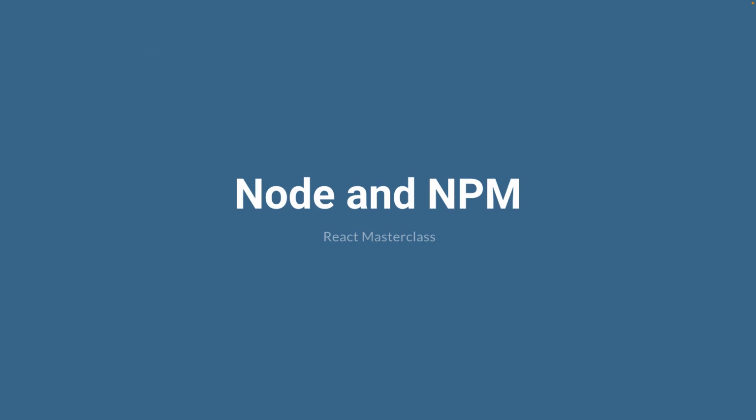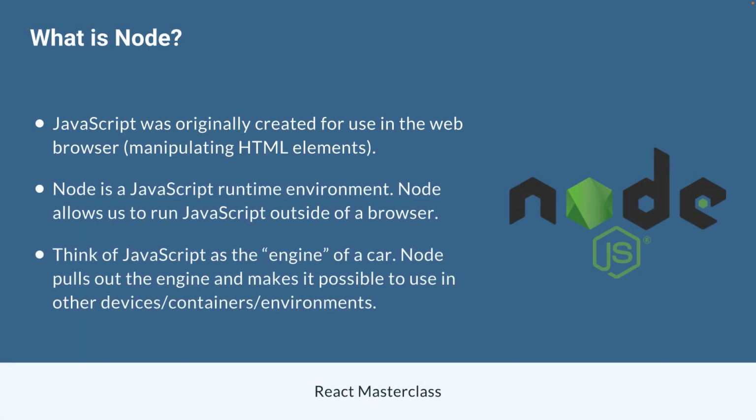So first up, what is Node? Well, JavaScript was originally created for use in the web browser, particularly for manipulating HTML elements. And when I say manipulating, I mean creating elements, removing elements from the interface, modifying elements, etc. So its entire use case, its entire reason for existing was manipulating web pages in the browser. So JavaScript could not be used anywhere except for that environment. That was until the invention of Node.js.